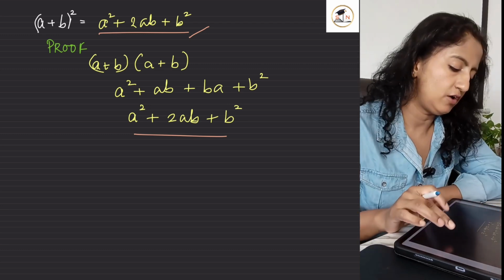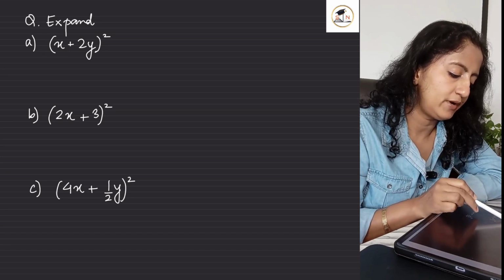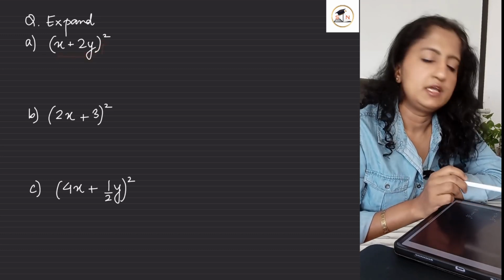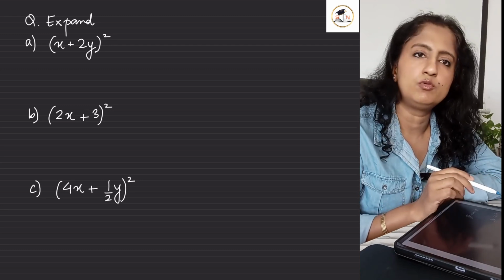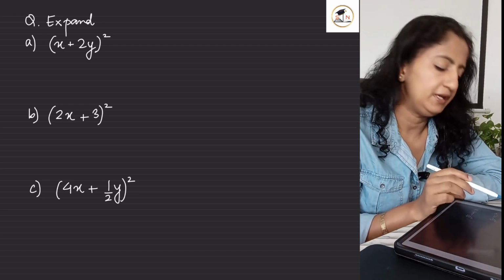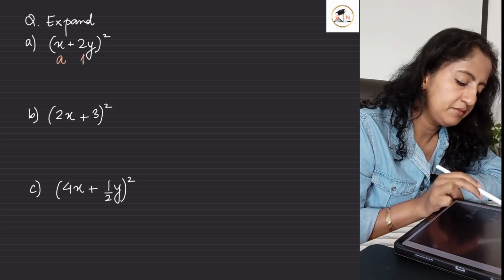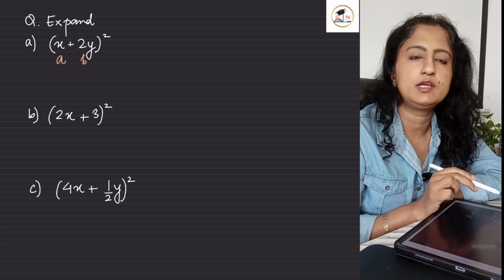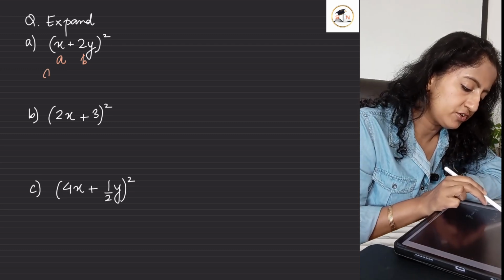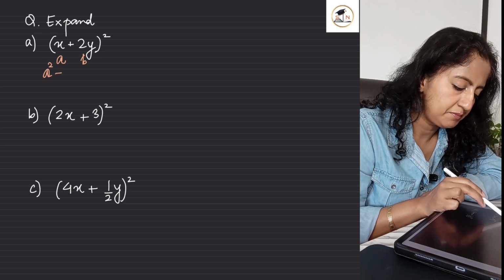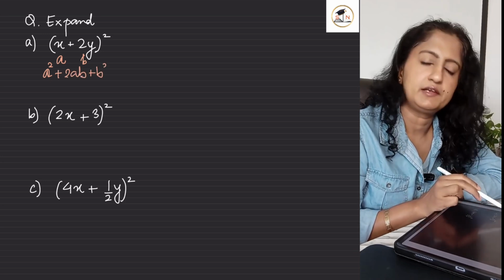Okay, let's see how. The first question says (x plus 2y) whole square. Whole square means we have to apply the identity. But what is my a and what is my b? x is the a and 2y is my b. We are doing (a plus b) whole square, so I'll write the identity for your reference. It was a square plus 2ab plus b square.